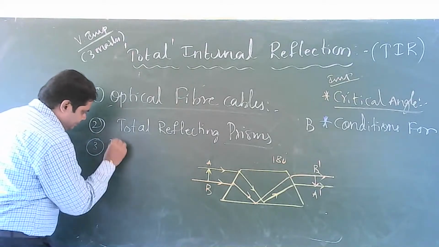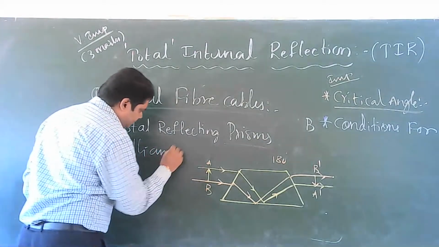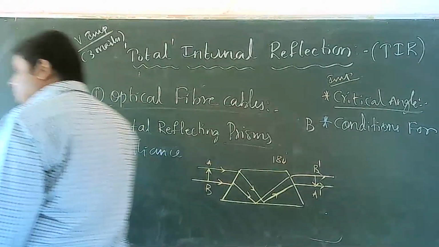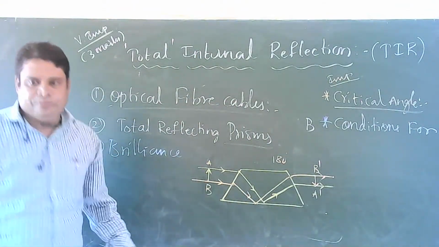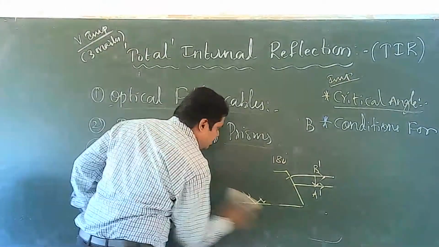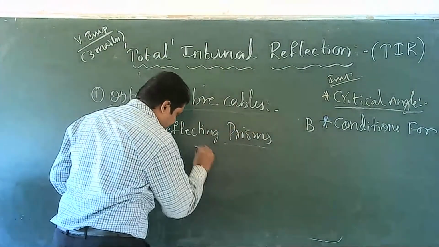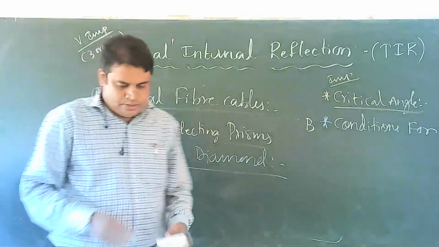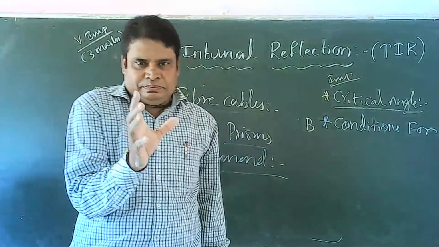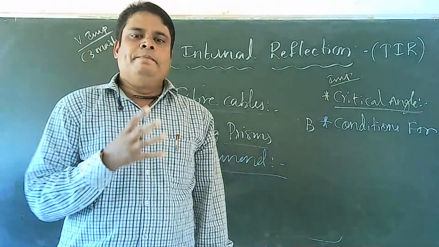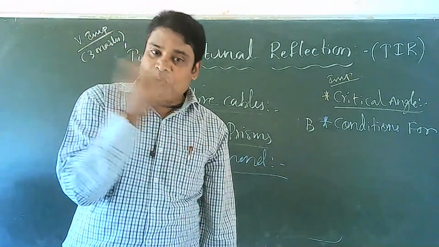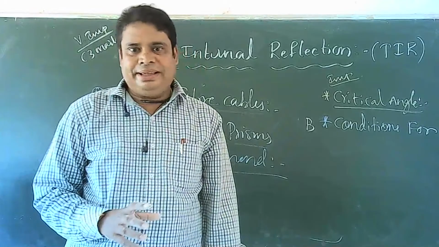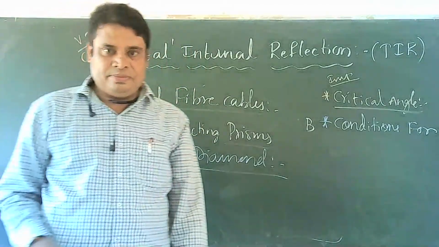The third application is the brilliance of diamond. The spectacular shining of diamond is due to this total internal reflection.